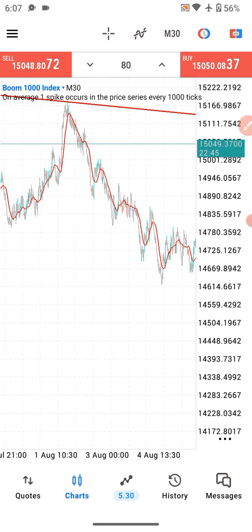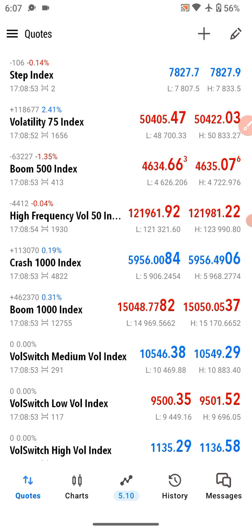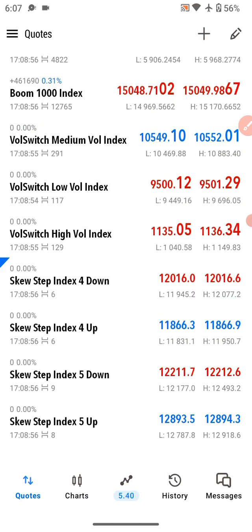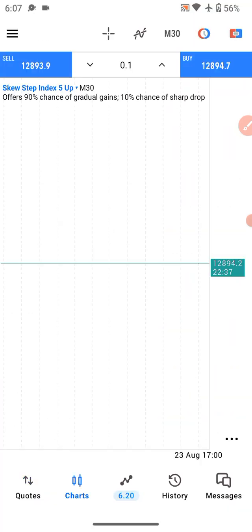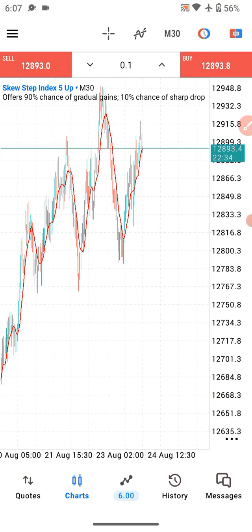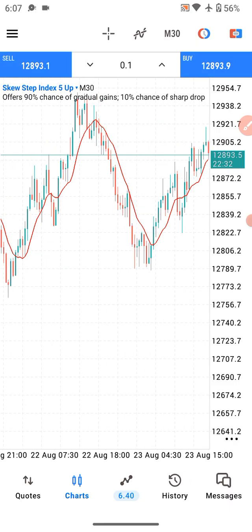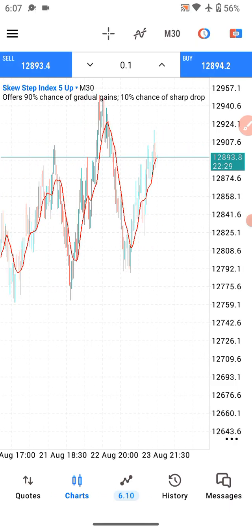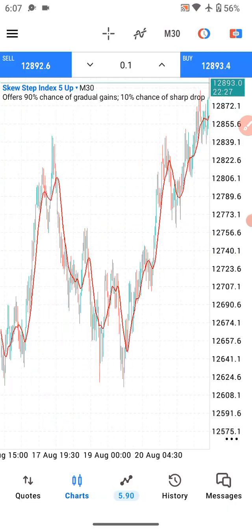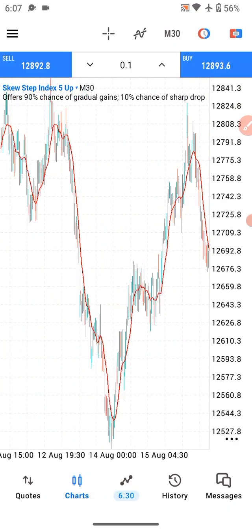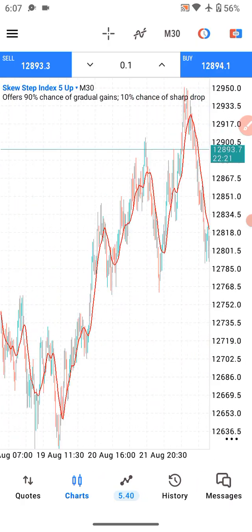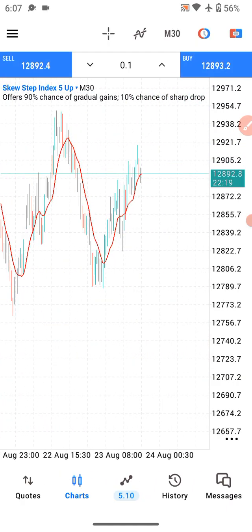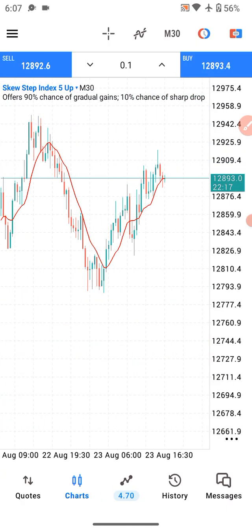I'm kind of running out of space right now. I should do something about that. It's kind of crazy. Let's check this out. What do I have here? Skill Step 5. It's not looking good too. It's not looking good.